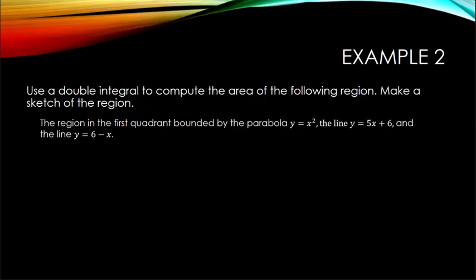Here's another example. I'm looking for the area of the region in the first quadrant that is bounded by the parabola y is equal to x squared, the line y is equal to 5x plus 6, and the line y is equal to 6 minus x.